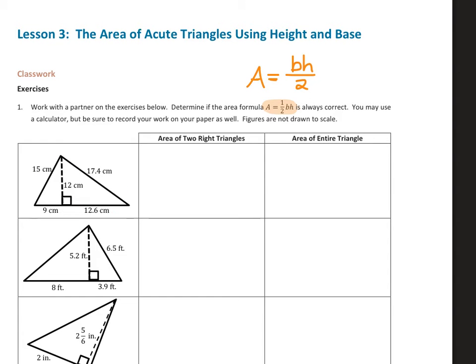Now you can see this line was drawn in, and they went ahead and gave you the measurements. They told you the height is 12 centimeters, the length of this side from the imaginary line is 12.6, and the length of this side from the imaginary line is 9. The total length of the side would be 12.6 plus 9. However, the best way they're trying to get you to find the total area of this non-right triangle is to make 2 right triangles and find the area of each and add them together. So that's why you have area of 2 right triangles and then area of entire triangle. So let's just do this one, and then you can try the rest on your own.